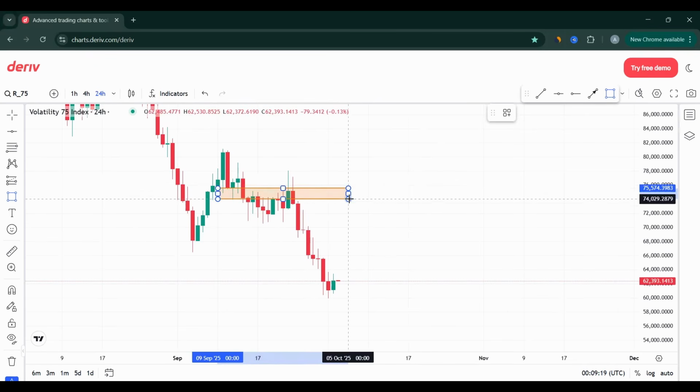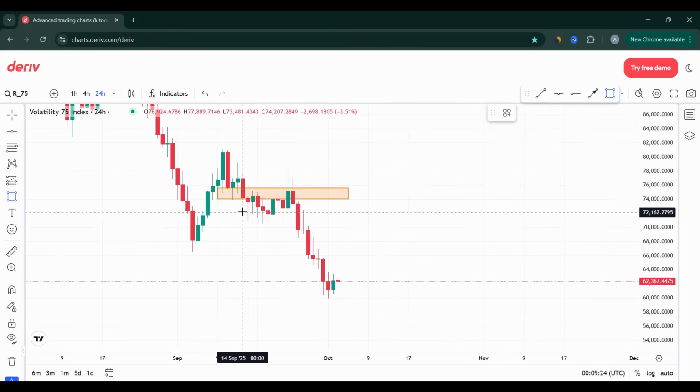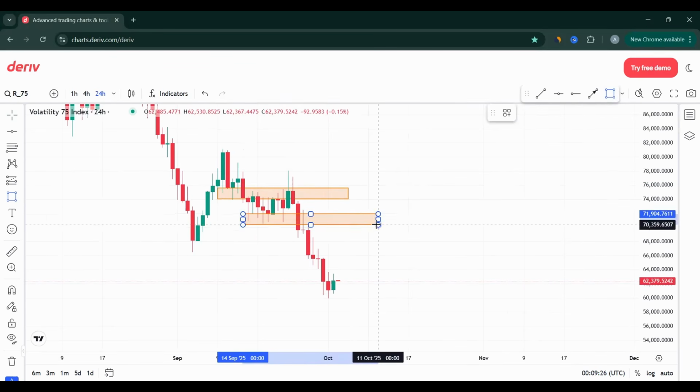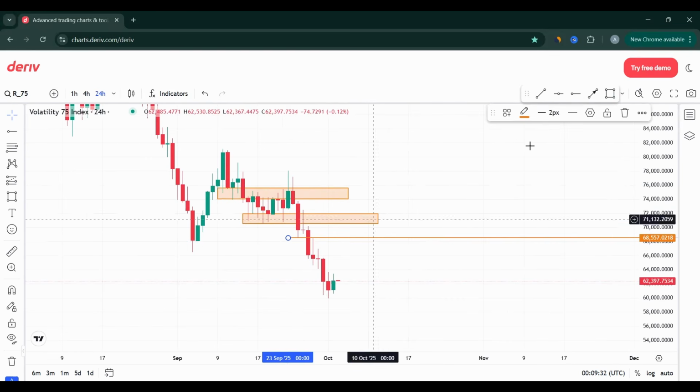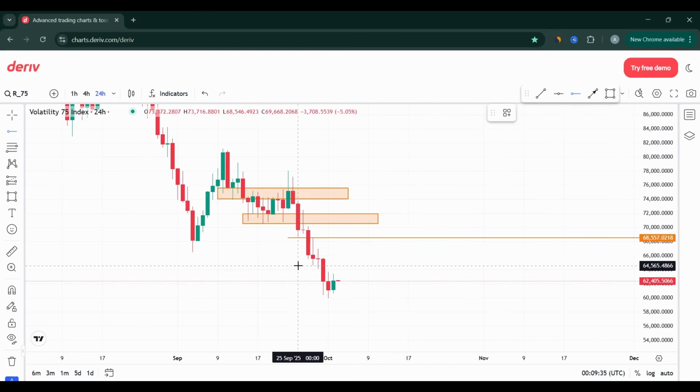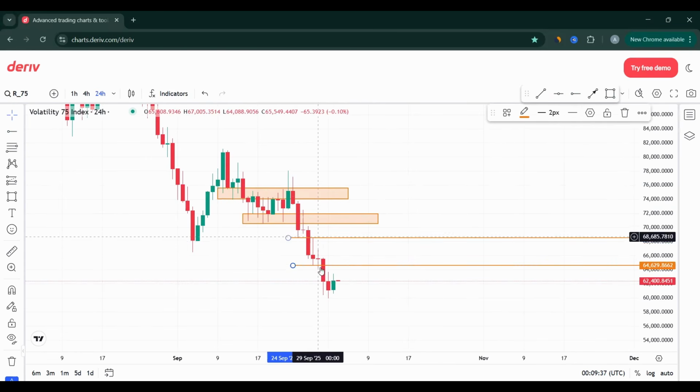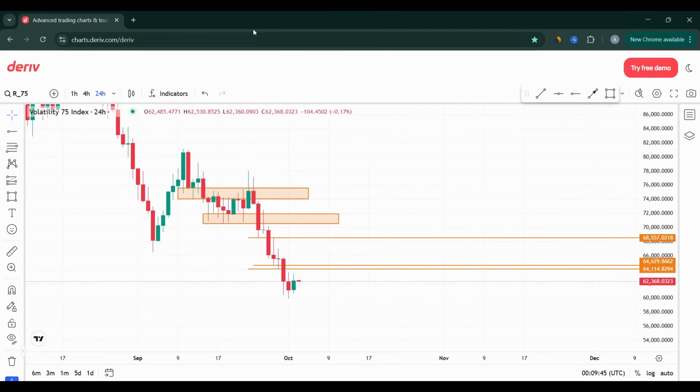So we have this support, which became resistance. Then we have this support here, which also became resistance. Then also we do have this support, which was broken and retested. We do have this support that went and retested and was broken. Then also we do have this level here, that was the low that the market made. So this is what we see when the market is moving down in this movement.